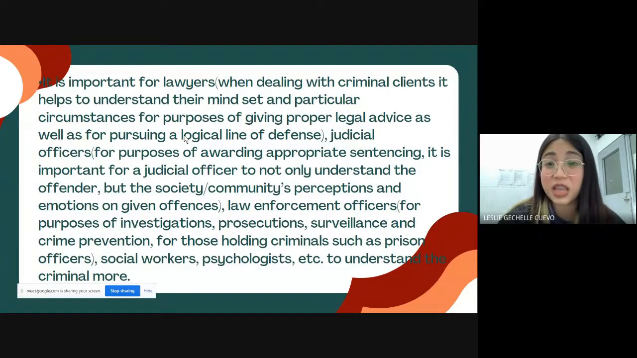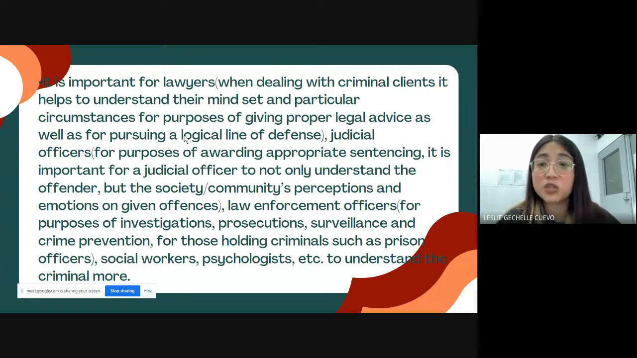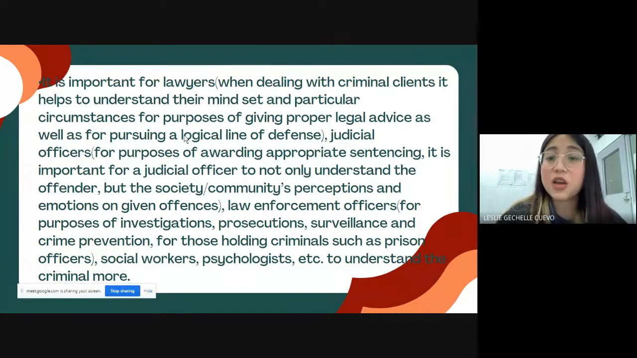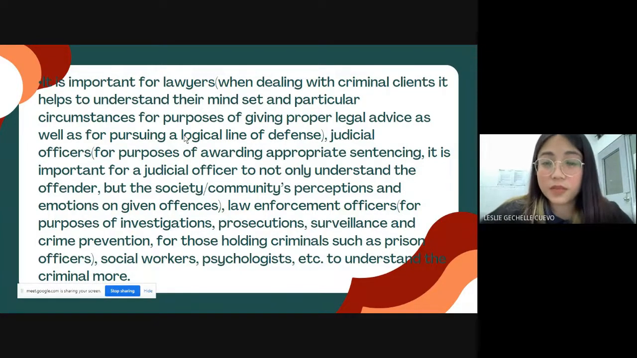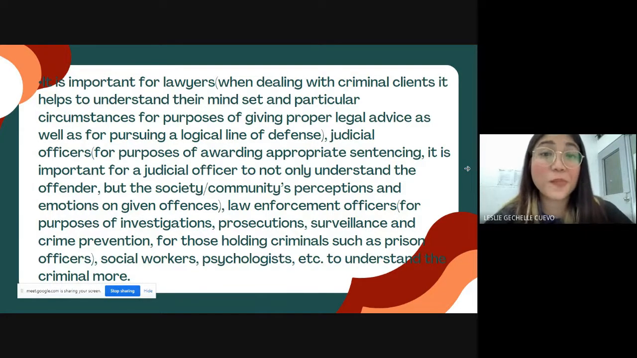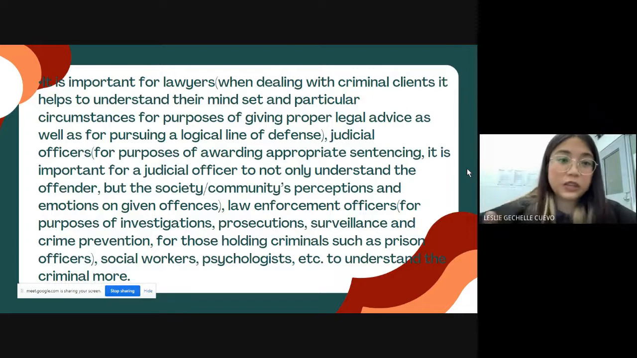And then, judicial officers din, for purposes of awarding appropriate sentencing, it is important for a judicial officer to not only understand the offender, but the society or community's perception and emotions on given offenses. Law enforcement officers for purposes of investigations, prosecution, surveillance, and crime prevention, for those holding criminals such as prison officers. And then we also have social workers, psychologists to understand the criminal more. Kasi nga, again, the ultimate goal is to reform the offender. And we can only reform the offender if we are going to give them specific treatment.